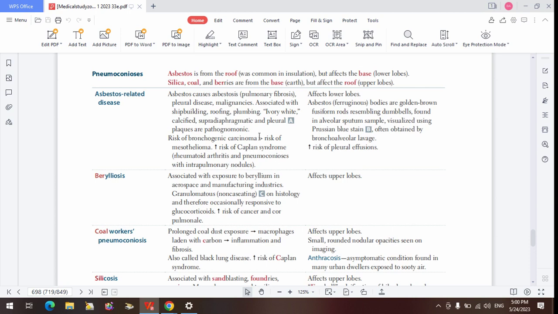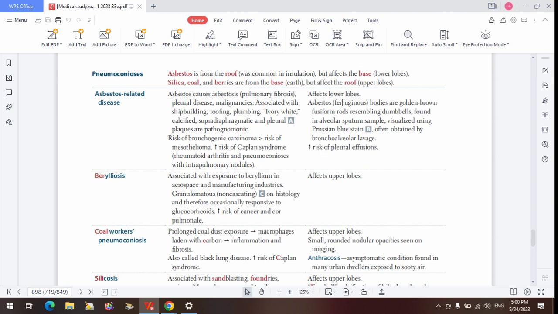Dr. Vale, sorry, can you kindly repeat the last point? I missed it. Okay, so I said that asbestos is the only cause of mesothelioma, malignancy of the pleural lining. But asbestos can also cause bronchogenic carcinoma, and the risk of bronchogenic carcinoma is far higher than mesothelioma because mesothelioma is extremely rare. It's a malignancy, not a carcinoma. Okay, all right.